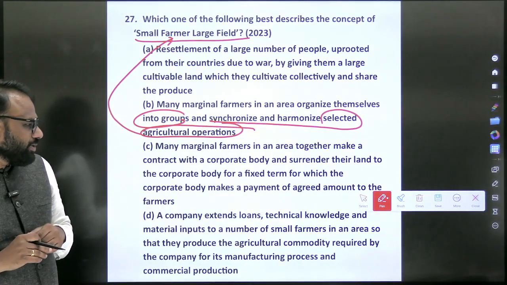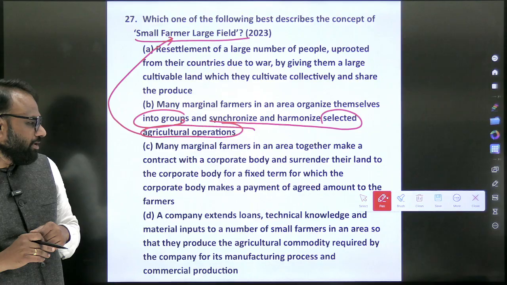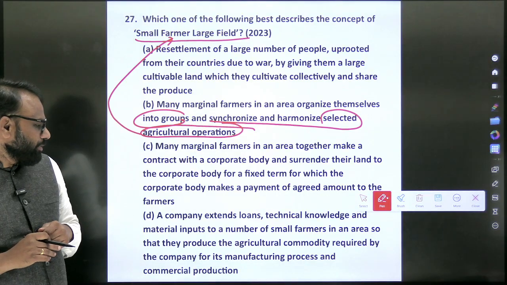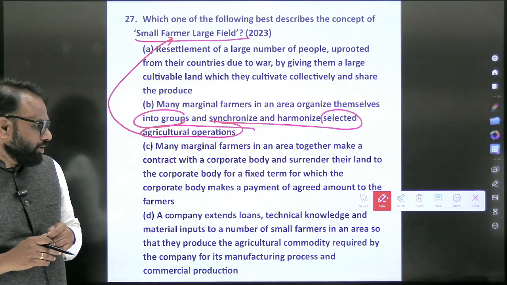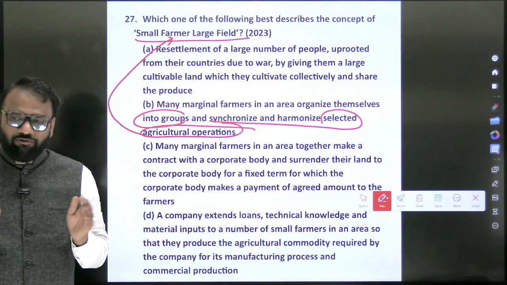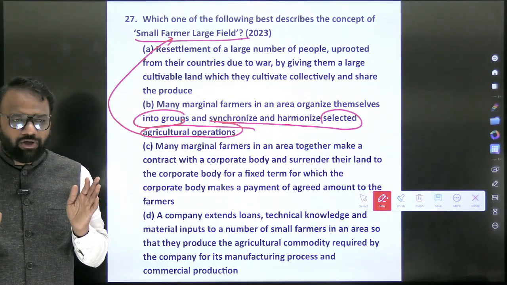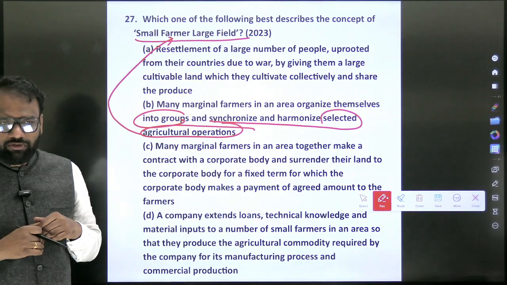A company extends loans, technical knowledge and material inputs to a number of small farmers in an area so that they produce the agricultural commodity required by the company for its manufacturing process and commercial production. So this may also appear true if you are not aware. Hence, perfect knowledge is important here.